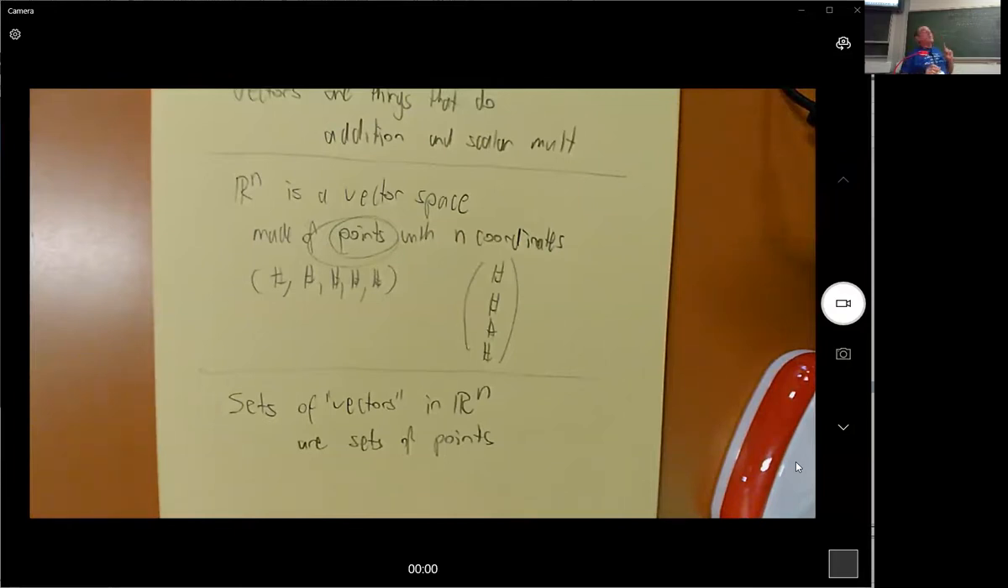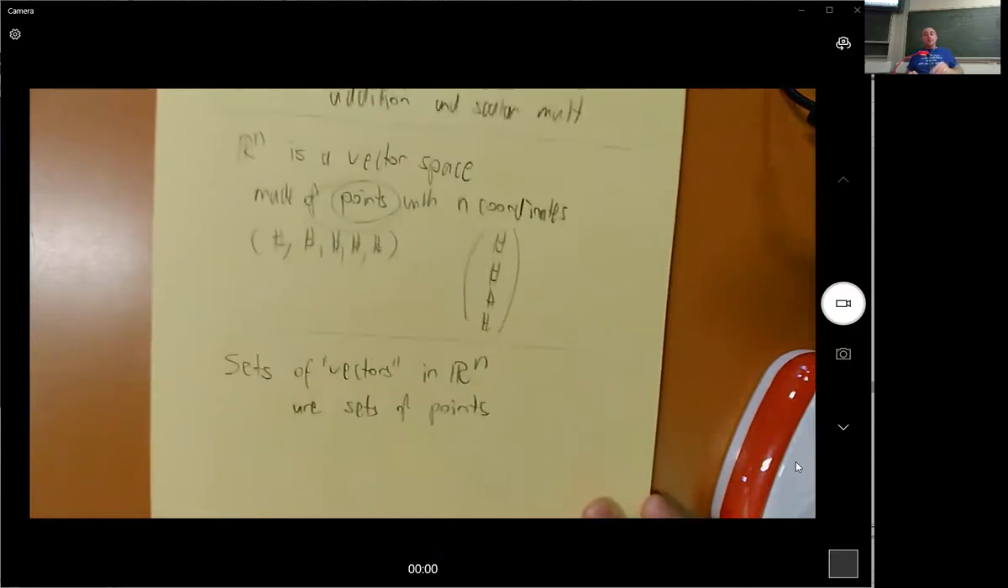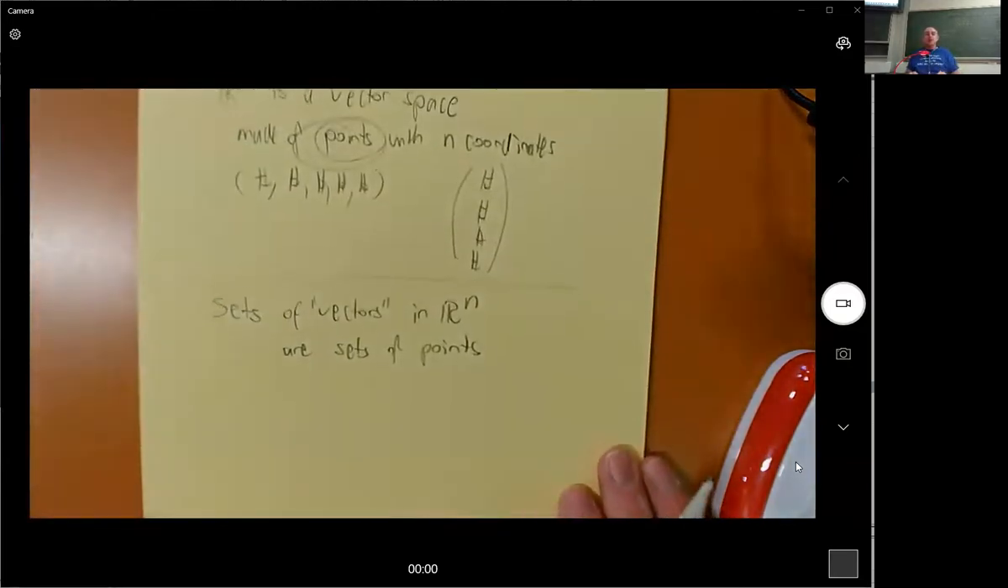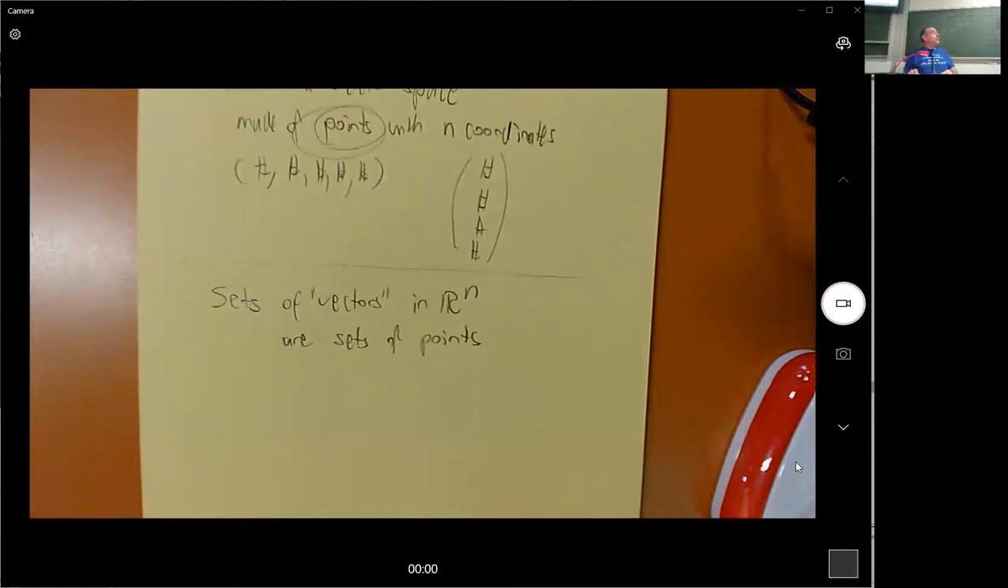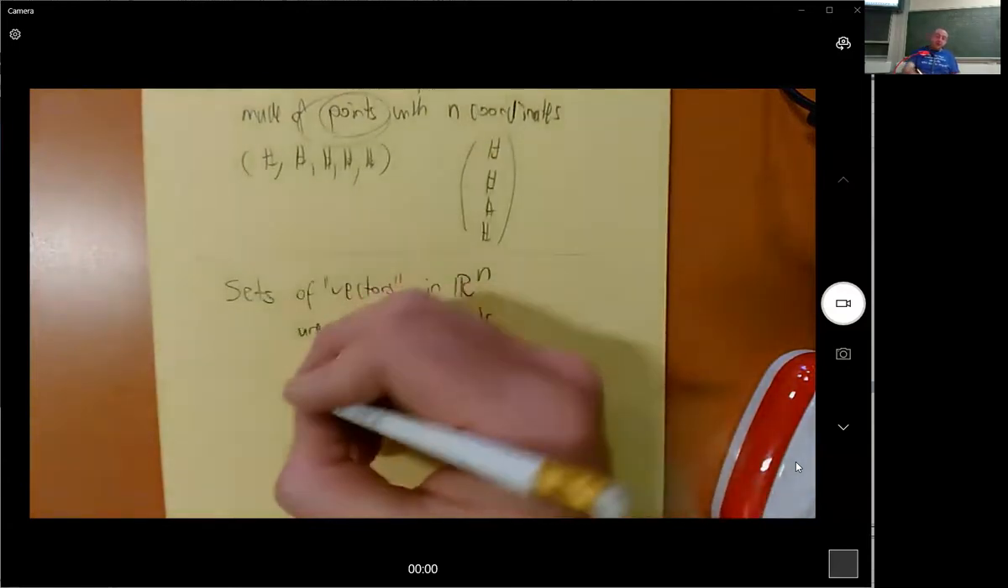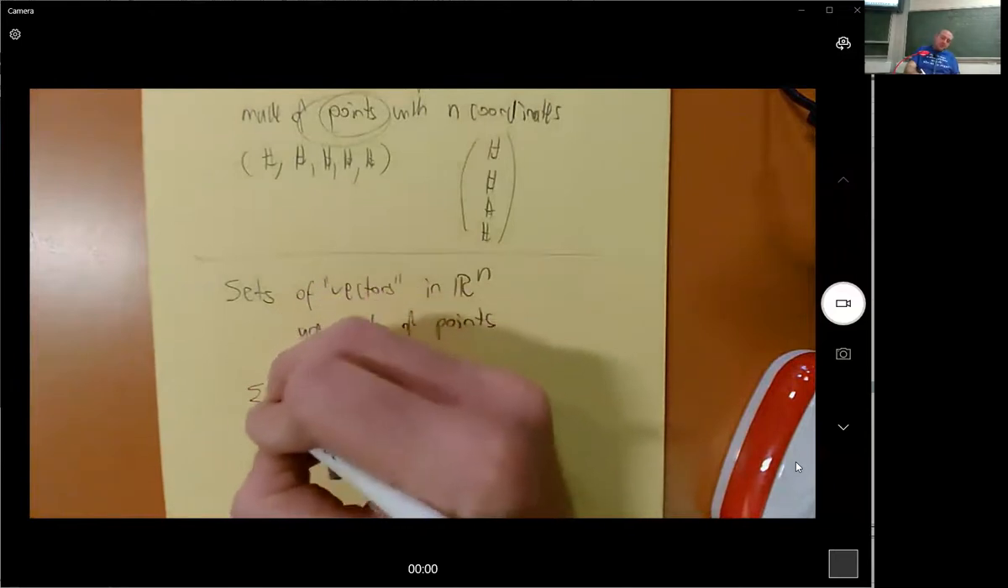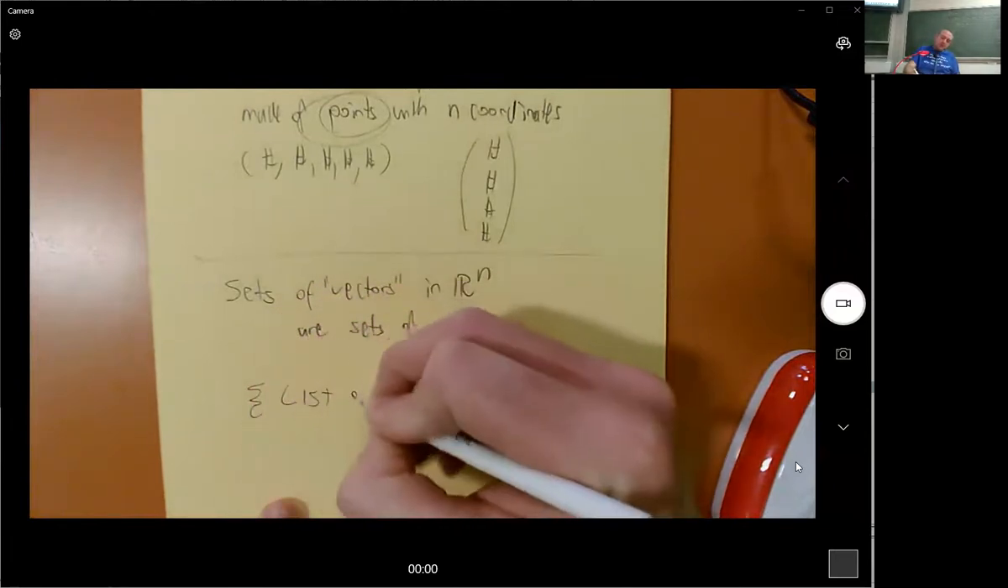Okay, and sets can be described. You can tell people about sets in multiple different ways. You can tell people about sets either as, you know, a list.